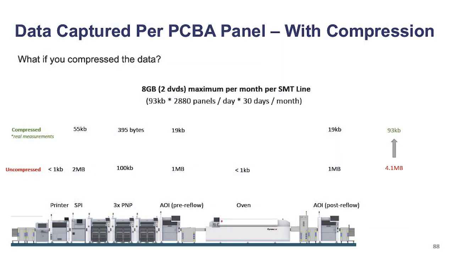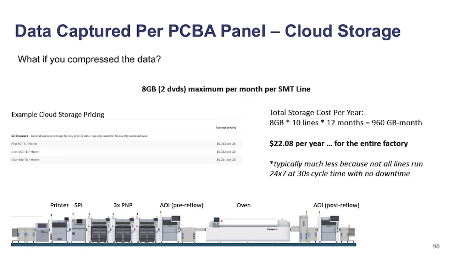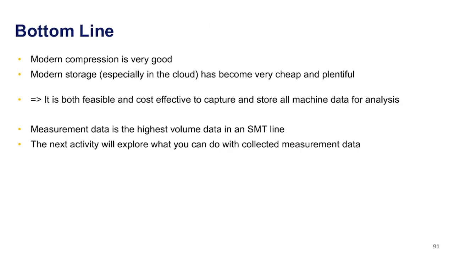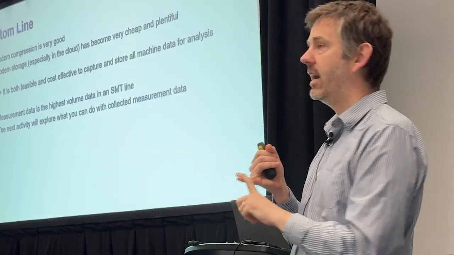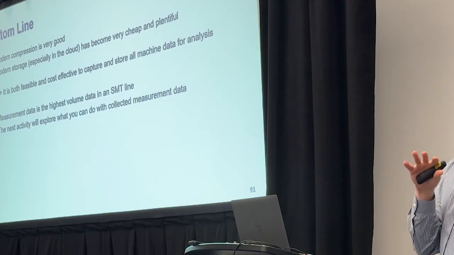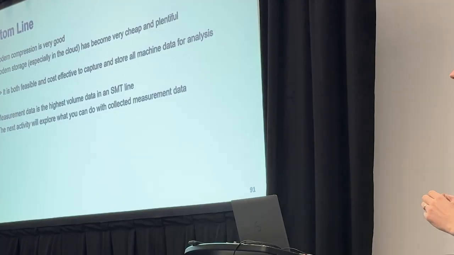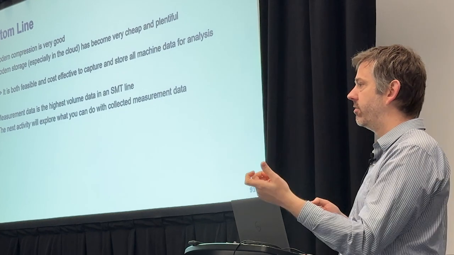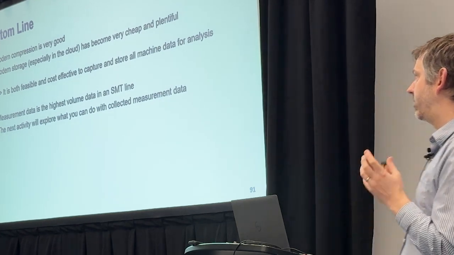And so you go from about 2 DVDs worth of data per SMT line, which if you were to store that all in your factory, goes back to about $22 per year for the entire factory. So what I would say here is, yes, there is a lot of data in electronics factories, in SMT lines specifically, but it's highly numerical data, right? It's a bunch of measurements, numbers, strings, things that have very well developed compression for them that makes it very cost effective to store.